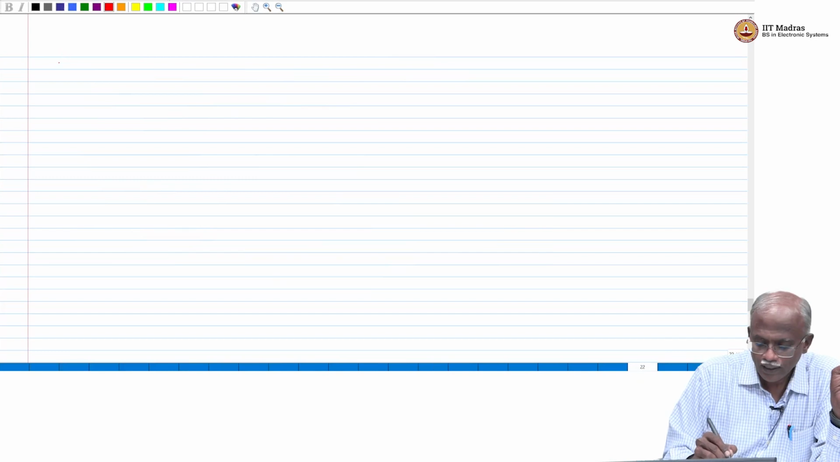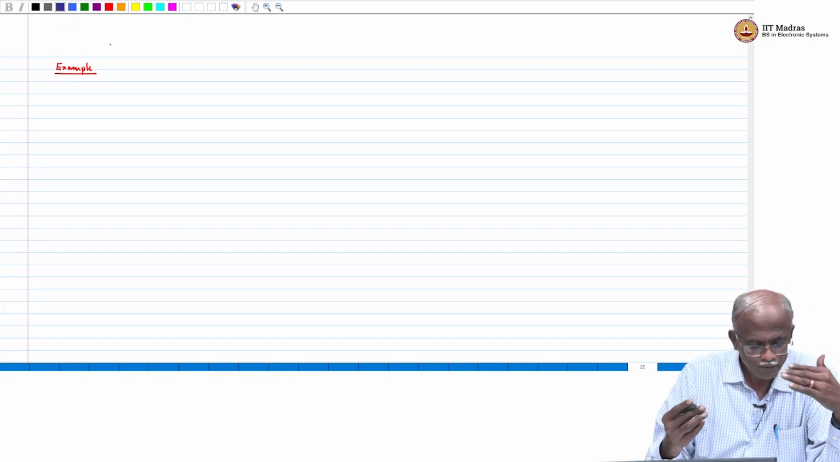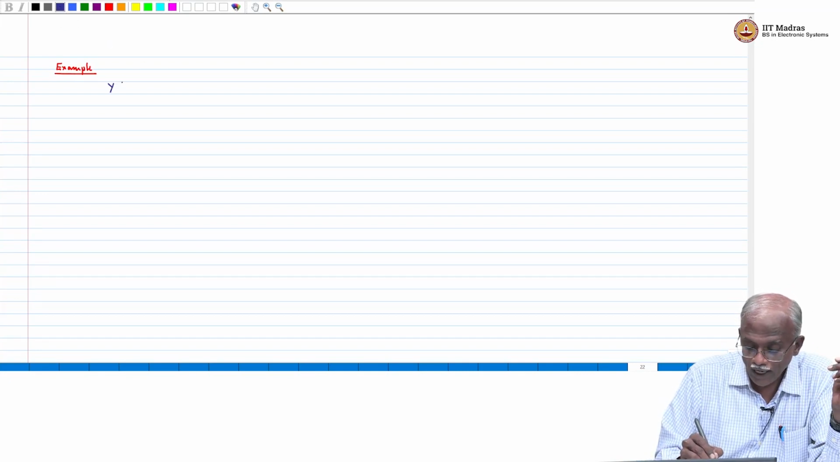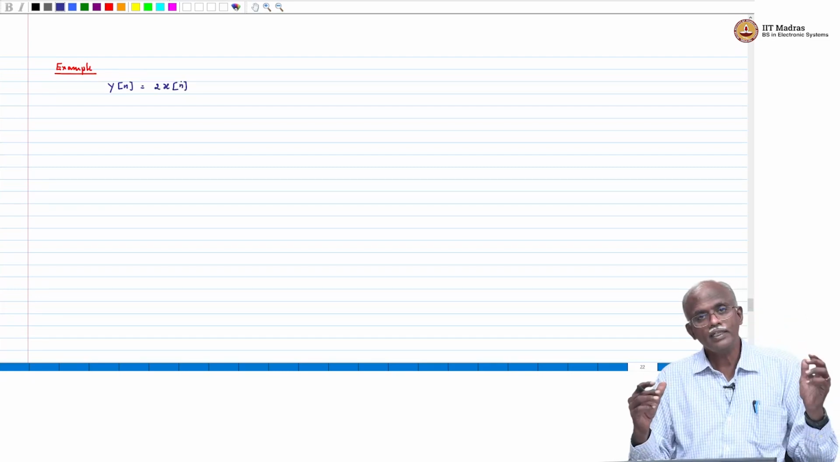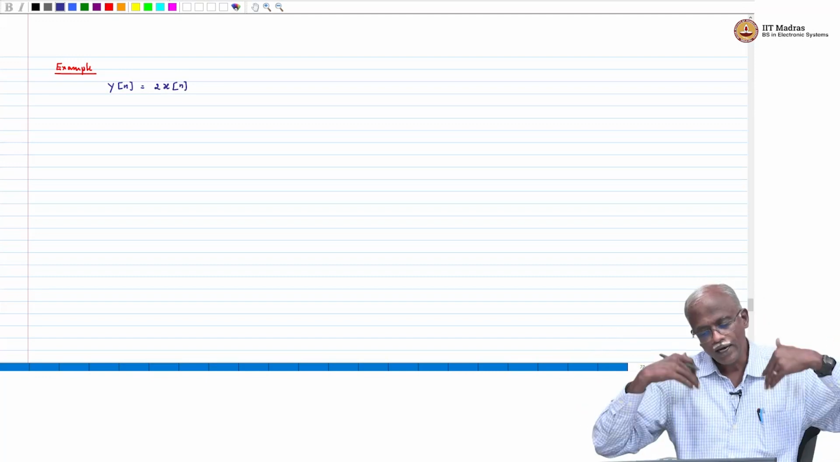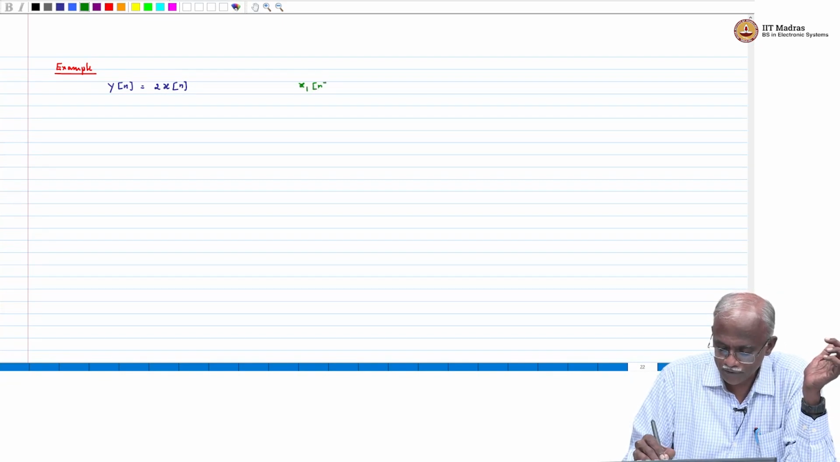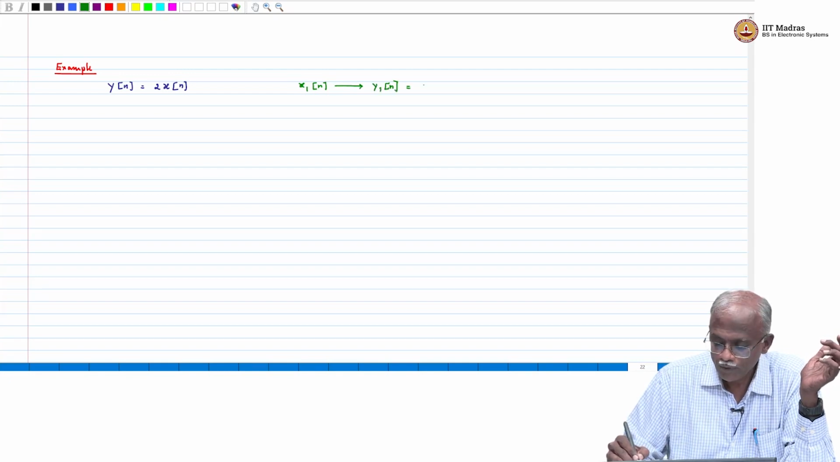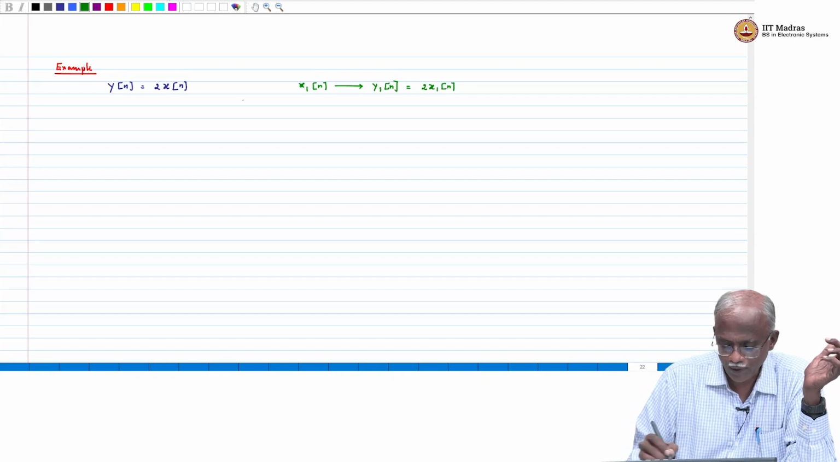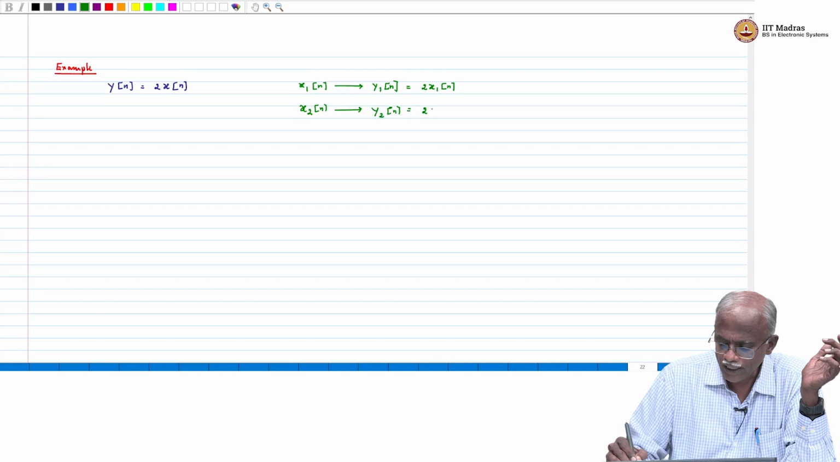The first example, I will give you a system and you tell me if it is linear or not. y of n is equal to 2 times x of n. It is an amplifier. It takes your input signal, scales it by a factor of 2. Supposing we have x1 of n and it produces y1 of n. y1 of n will be equal to 2 times x1 of n. If I have x2 of n, y2 of n will be equal to 2 times x2 of n.